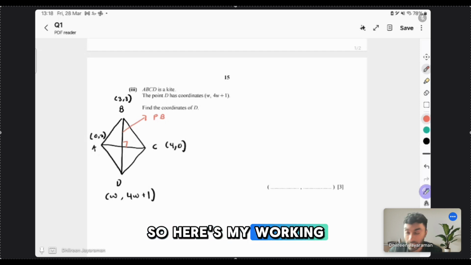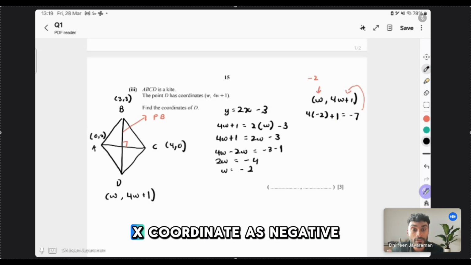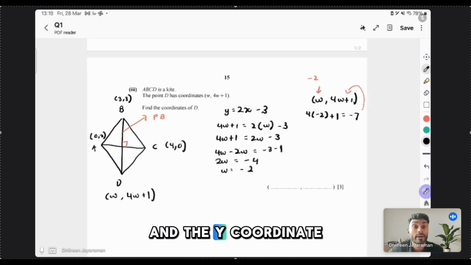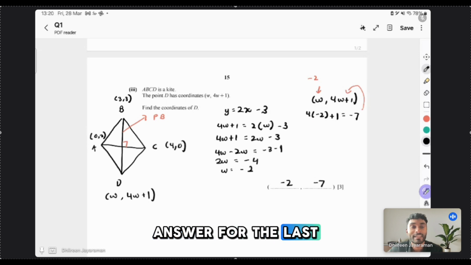So here's my working. So when we sub coordinates D in, we will get the value of w equals -2. So when we sub this in, we will get the x coordinate as -2 and the y coordinate as -7. So this is the answer for the last part of this question.